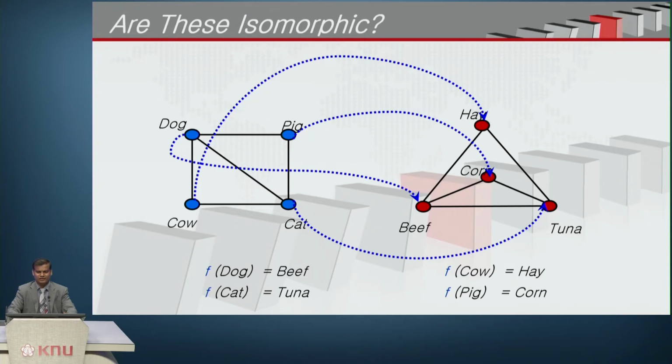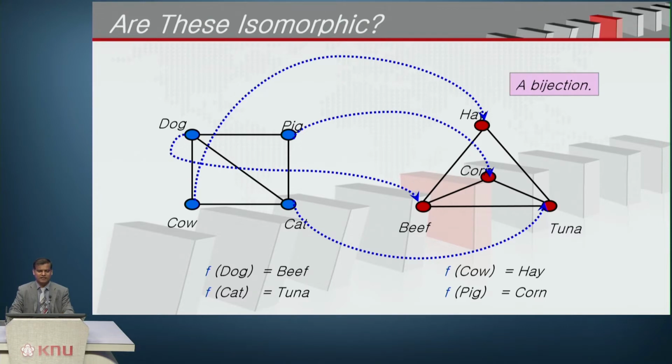Then again you can see how other connections go along the way. The cow is connected to both dog and cat, and the corn is connected to both beef and tuna. Likewise, hay is connected to both beef and tuna. So that's nothing but the similar approach of how the cow is connected. And corn is connected to beef and tuna, which corresponds to the pig being connected to dog and cat.